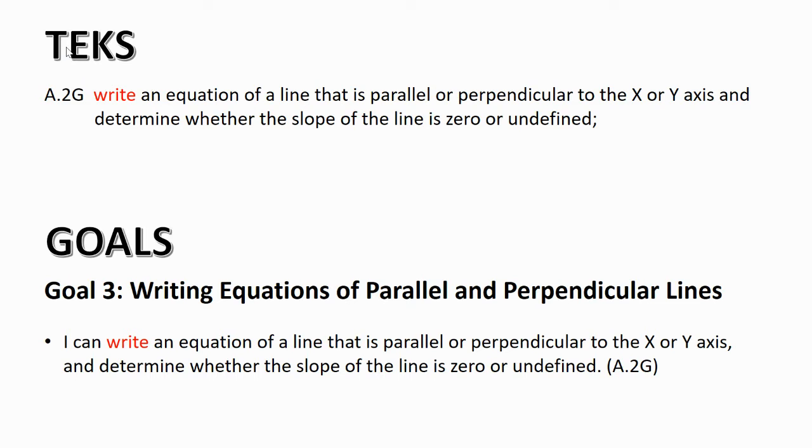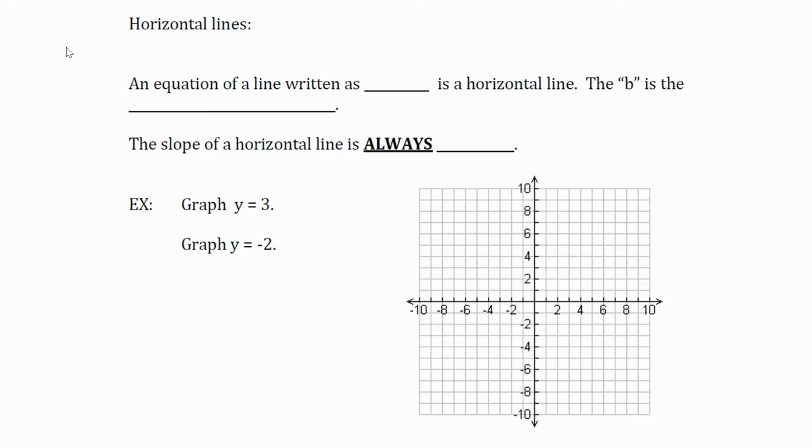And so your goal today is I can write an equation of a line that's parallel or perpendicular to the X or Y axis. So remember horizontal lines. An equation of a line that's written as y equals a number is a horizontal line. The B is going to be that number. And so it's going to cross the y-axis at that number. Remember, the slope of a horizontal line is always 0.